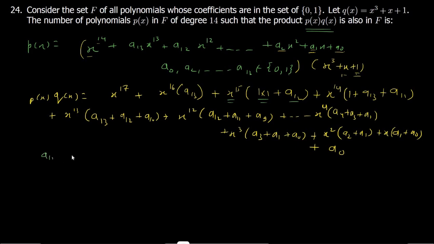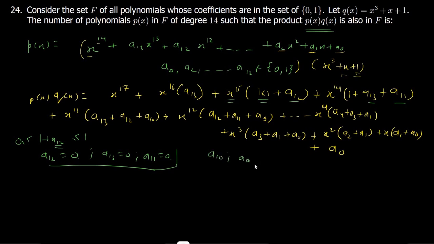So my A12 will automatically become 0, because 1 plus A12 has to be less than equals to 1, greater than equals to 0. So the only possibility is that A12 will have to be 0. At the same time, both of them will also have to be 0. So my A13 is 0 and so is A11. So first three coefficients are 0. Alright, so all the onus is on the remaining 11 coefficients, A10, A9, A8 and so on.